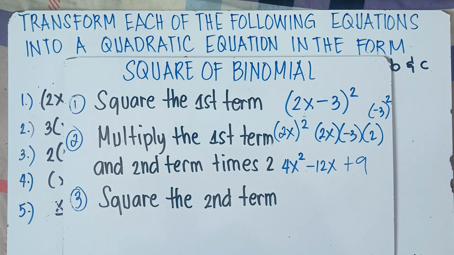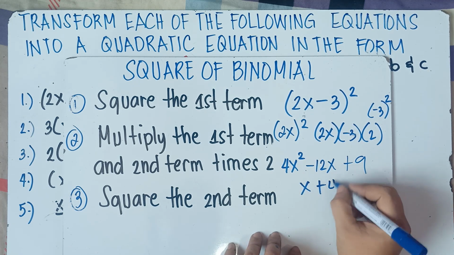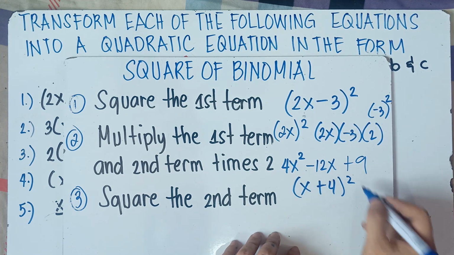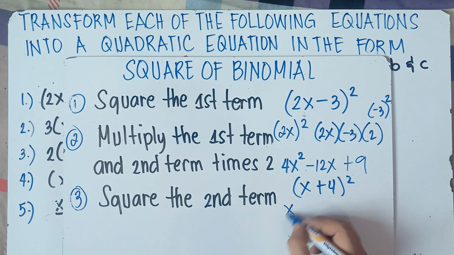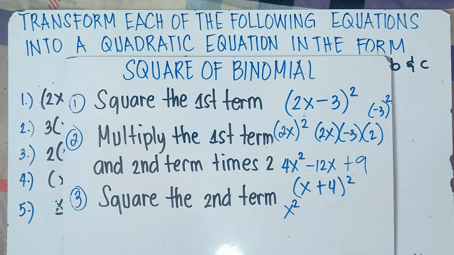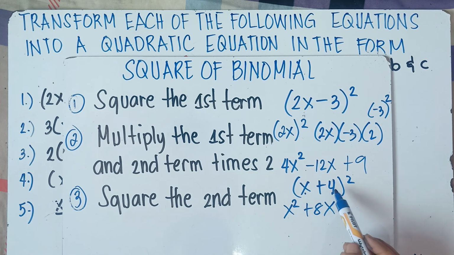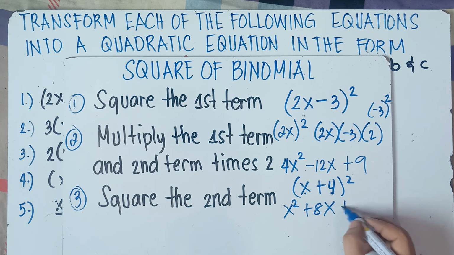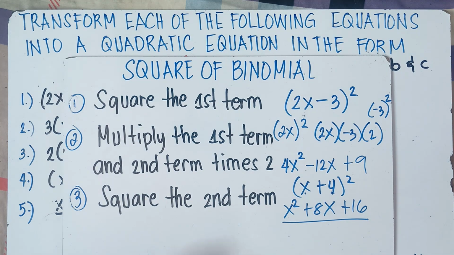Let me give you another example, class. What if we have x plus 4? Let's use the square of binomial. You square the first term. X times x, that would be x squared. You multiply the first term and second term times 2. X times 4 is 4x, times 2, that would be positive 8x. Then you square the last term, 4 times 4, that's positive 16. That's it, class. So easy for the square binomial, right?